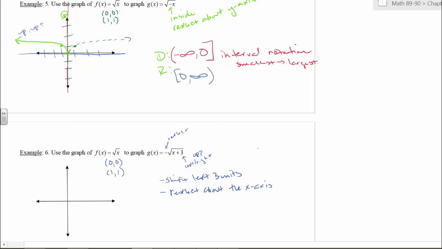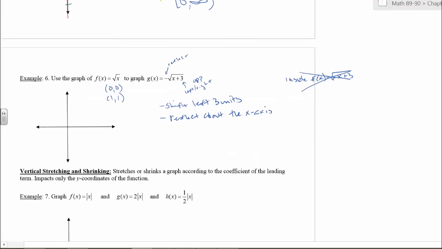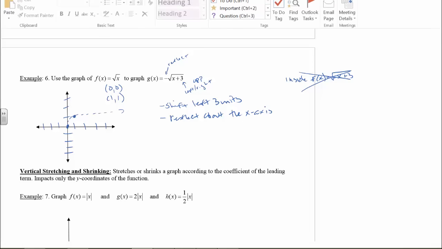And so what would inside look like? Inside reflection would have looked like f of x is equal to negative x plus 3, where the negative literally is on the inside, but that's not what we were given. So let's work with what we have here. So we have our original, let me draw some grid lines here. So we have 0, 0, 1, 1, and that's our square root function. And now we're going to shift that left 3 units. So I'll do that first.